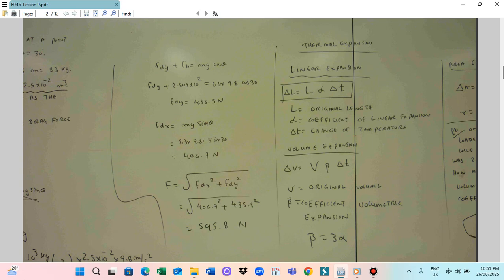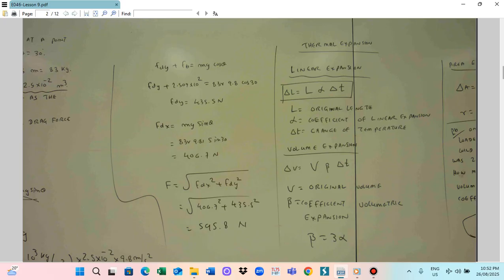And also the volume expansion. Volume expansion, we can calculate delta V is equal to V beta into delta T. In this case, V is the original volume, beta is the coefficient of volumetric expansion, and delta T is the change of the temperature. In this case, beta can be calculated: beta is equal to 3 alpha.